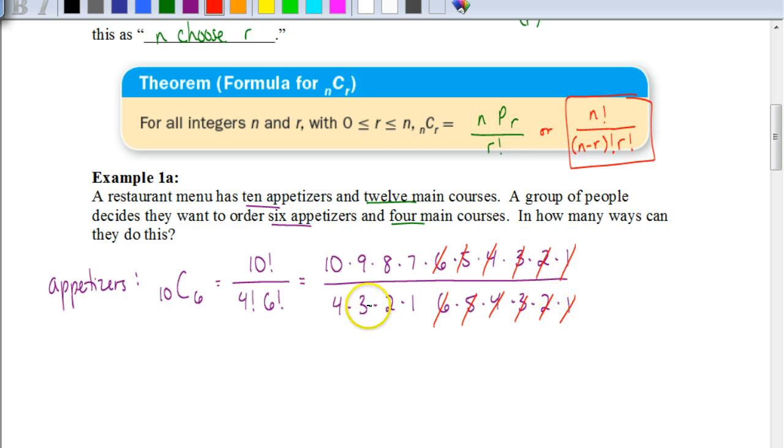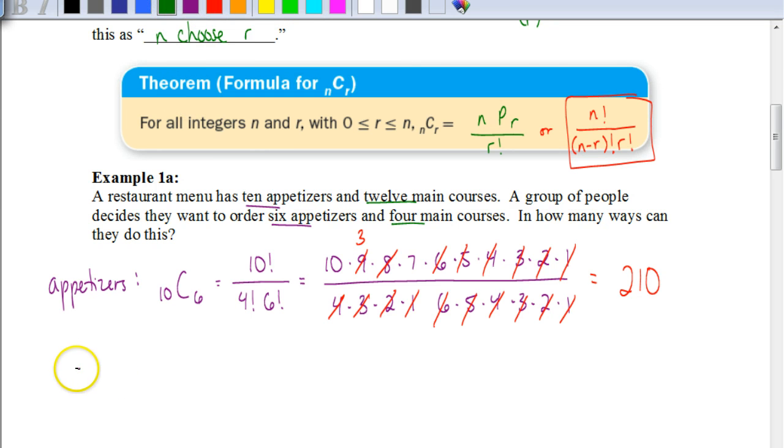Now in the denominator over here, we have 4 times 3 times 2 times 1. And I can see that 4 times 2 is 8, and that would cancel out the 8 from the numerator. The 1 really has no impact here, so I'm just going to cancel that out because I don't need that. But 3 goes into 9 3 times. So now I can simplify this easily by taking 3 times 7 is 21. 21 times 10 would be 210. So there's 210 different ways that we could combine those appetizers. So 210 different combinations there.